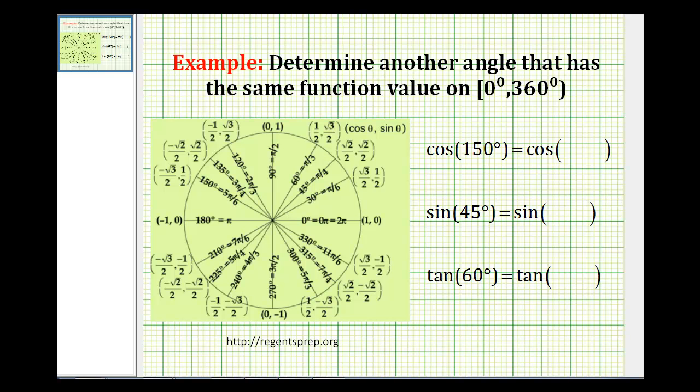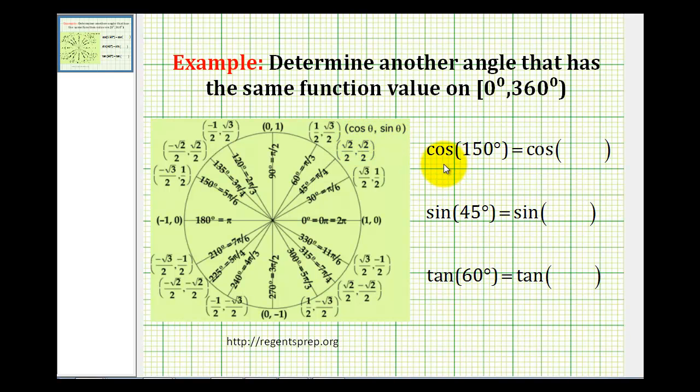In these examples, we want to determine another angle that has the same function value on the interval from 0 to 360 degrees. And we can do this using the unit circle. Remember, if an angle is sketched in standard position, the point where the terminal side of the angle intersects the unit circle gives us the cosine function value and the sine function value, meaning the x-coordinate is equal to cosine theta and the y-coordinate is equal to sine theta.